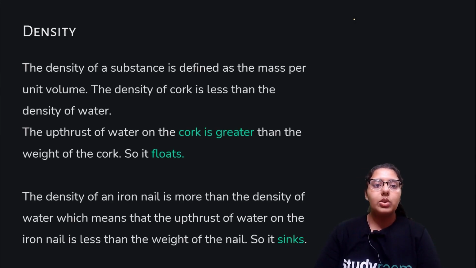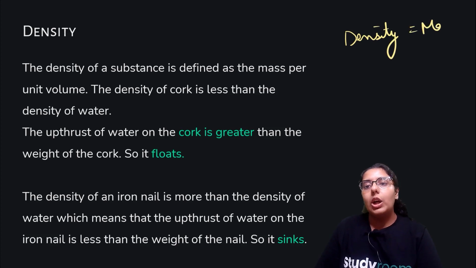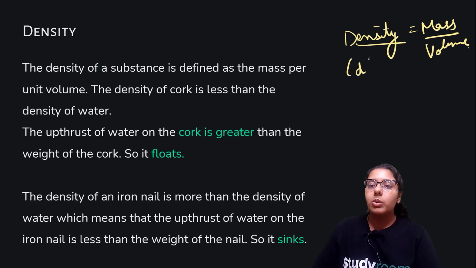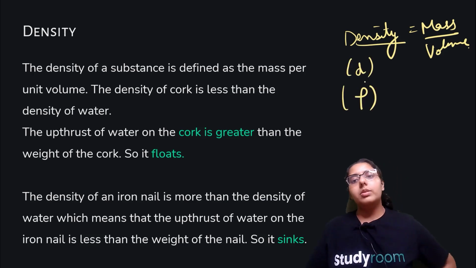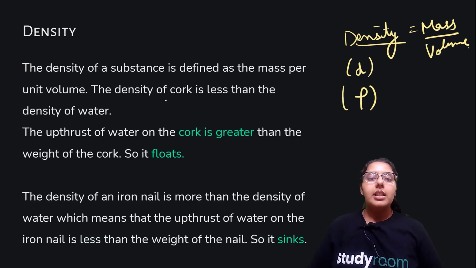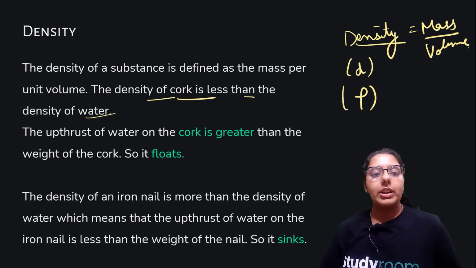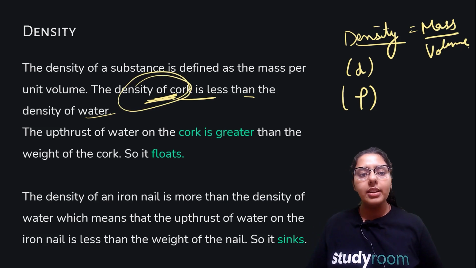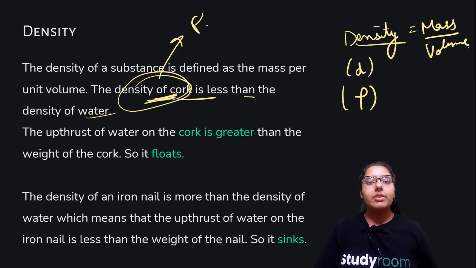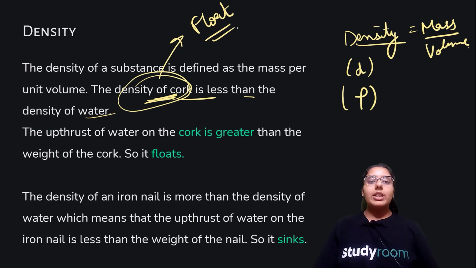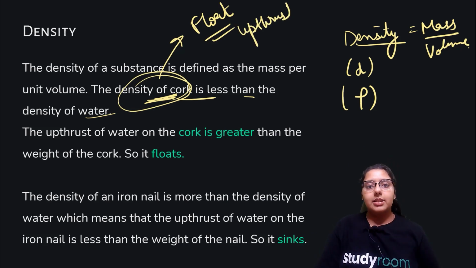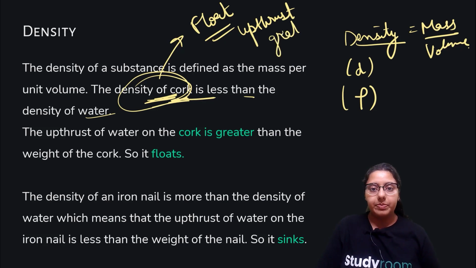Okay. So the density of a substance is defined as mass upon volume. And there is a symbol which we give to density. We denote it either by D or by rho. Both are the symbols of density. The density of cork is less than the density of water. If the density of cork is less, what does that mean? It means it will float. What does that mean? That its upthrust, the upward force which is acting on this cork, is greater.